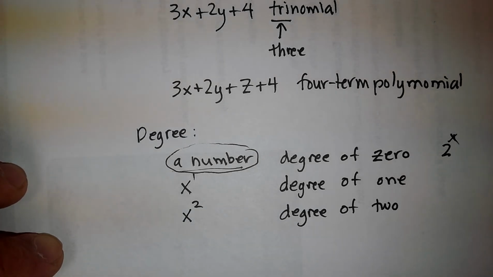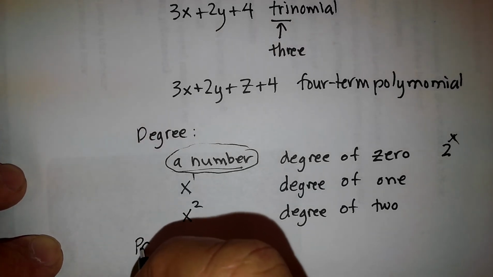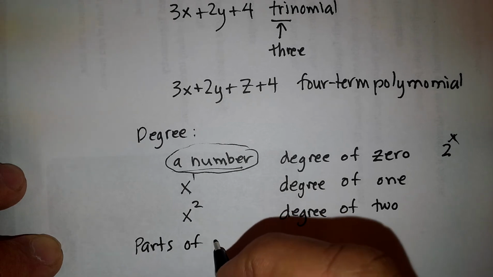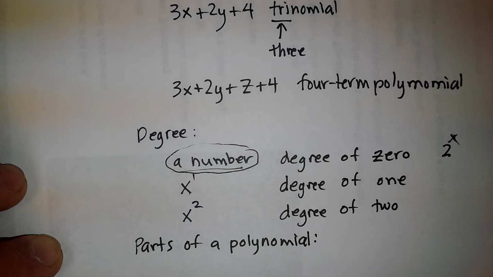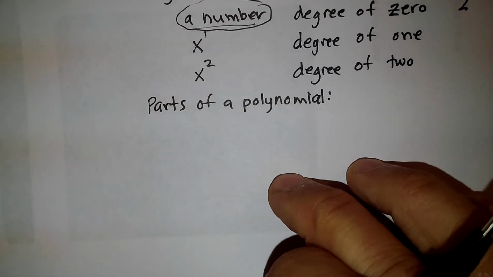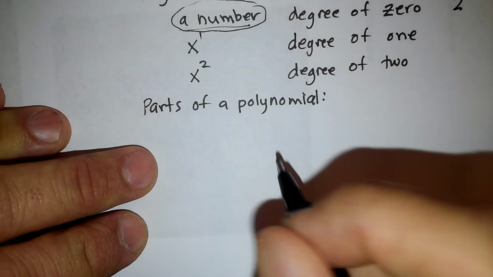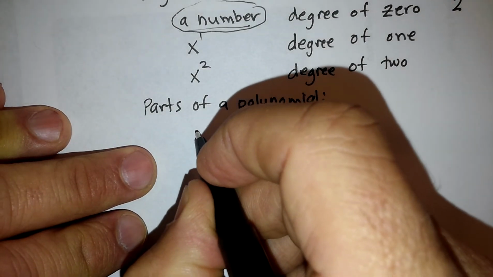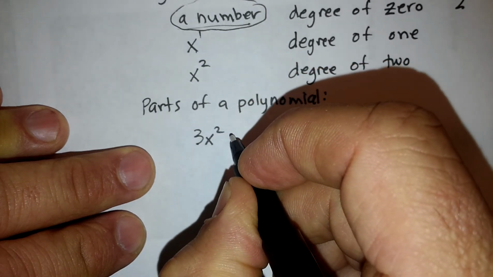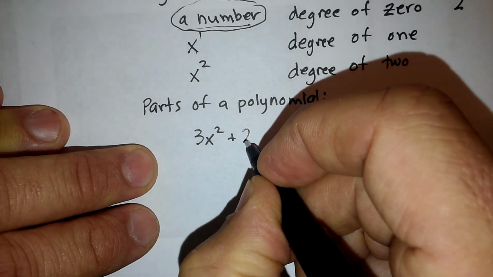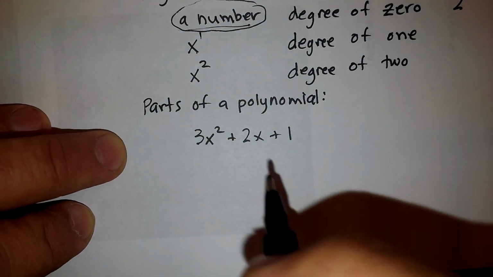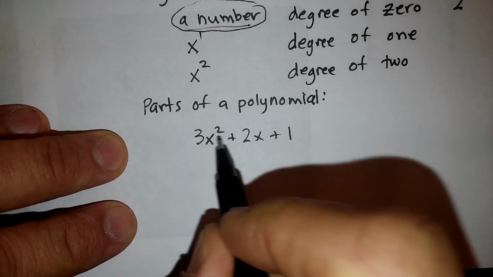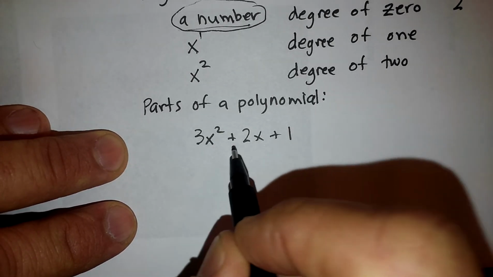Now, let's talk a little bit about the different parts of a polynomial. And this is the very, very last part of this video. Parts of a polynomial. I think probably the best one to use is a trinomial as an example. So let's just do something like 3x squared plus 2x plus 1. Now, what are you noticing in here? I've got 3 different terms, right, separated by an addition or a subtraction.